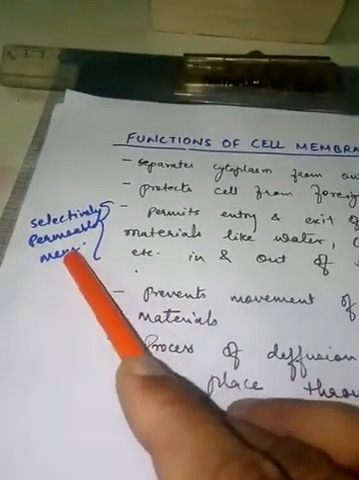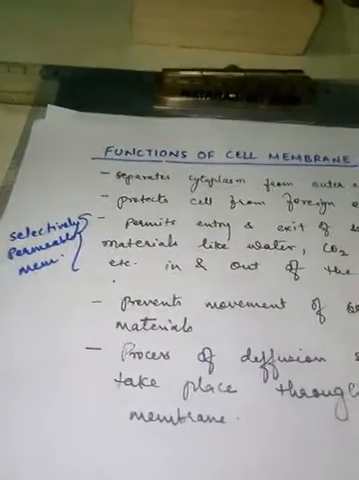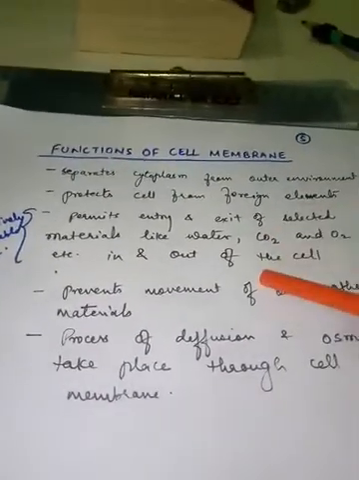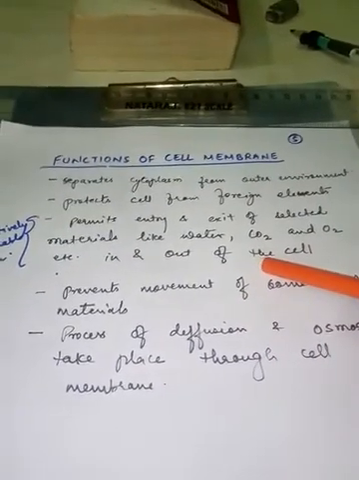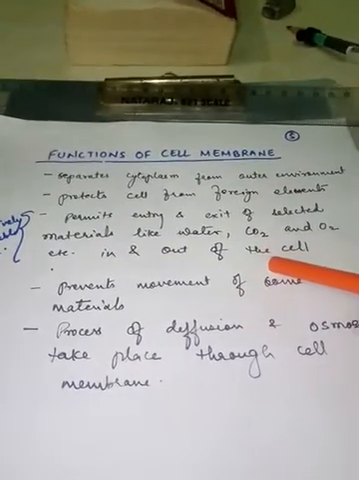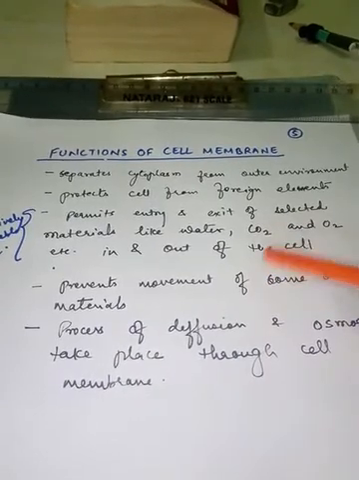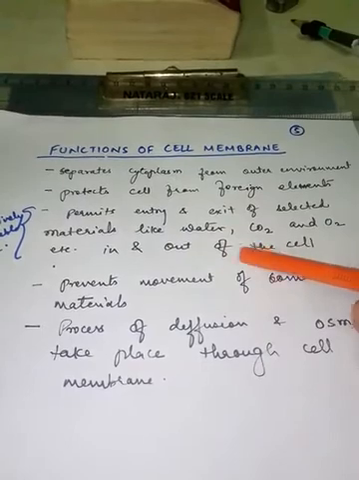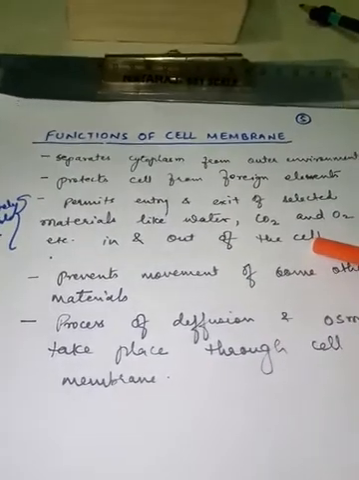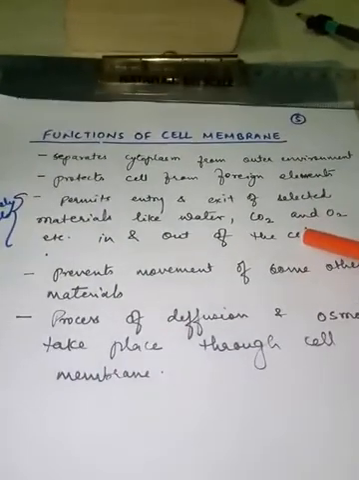So a question very often comes in the exam, why plasma membrane is called as selectively permeable membrane? The answer is that it is called as selectively permeable membrane because it permits entry and exit of only selected materials in and out of the cell. So this point is also again very important.